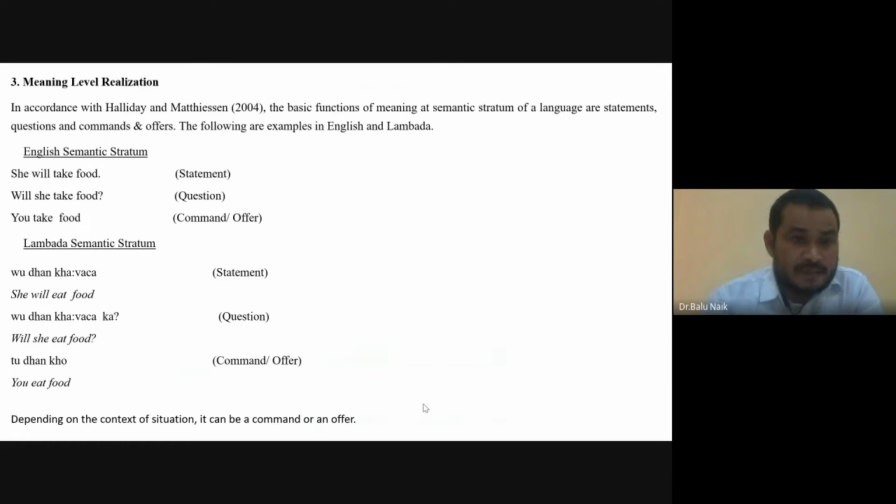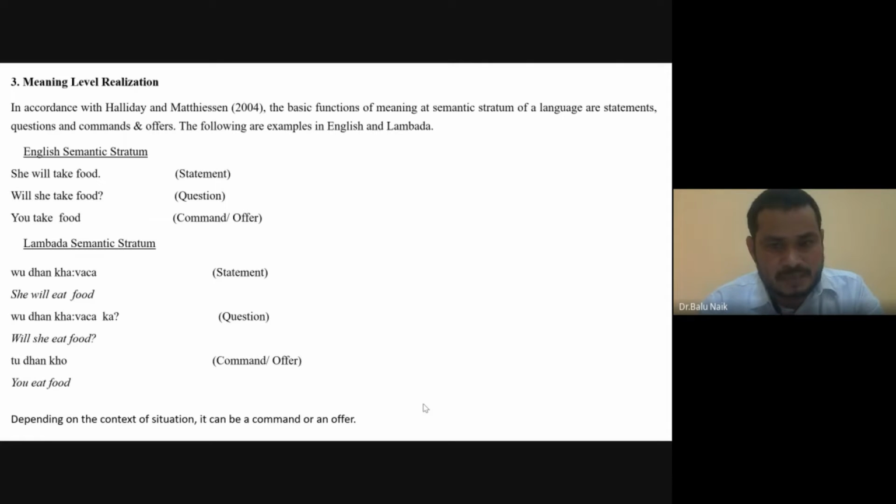Next, meaning level realization. We have been talking about the meaning level, word level and expression level. Meaning level comparison of Lambada and English, word level comparison of Lambada and English, and expression level, the phonetic level, I am talking about the comparison of English and Lambada. In accordance with Halliday and Matthiessen, the basic function of meaning at the semantic stratum of a language is statements, questions and commands, and offers.